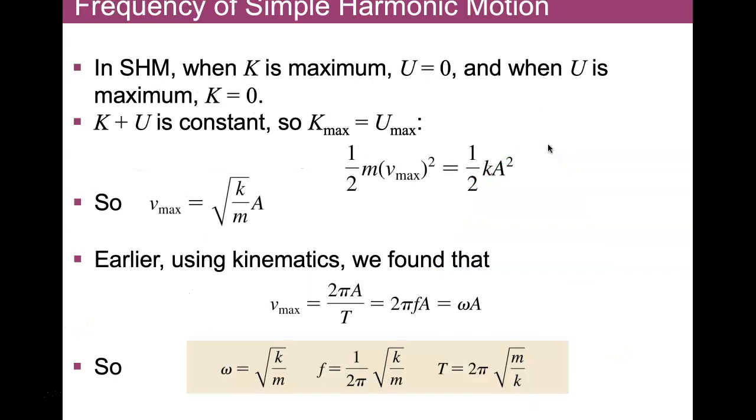All right. So this is again a slide showing what we already derived: setting K max equal to U max gives us the angular frequency, the frequency, and the period as a function of k and m. So these are important relationships for simple harmonic motion of a mass on a spring.